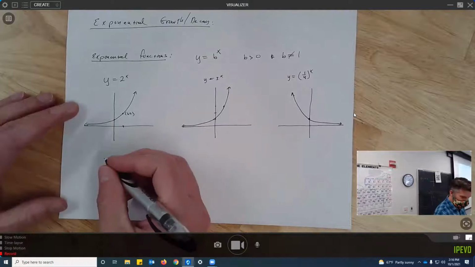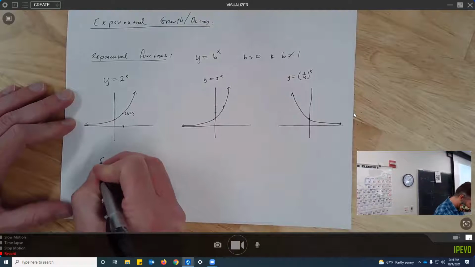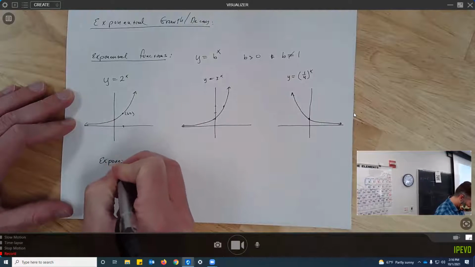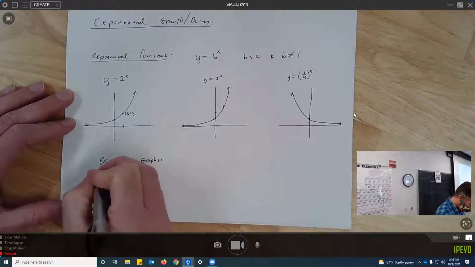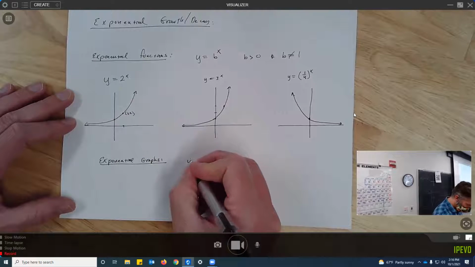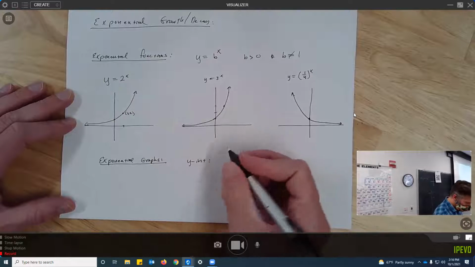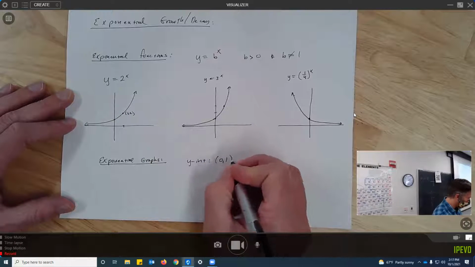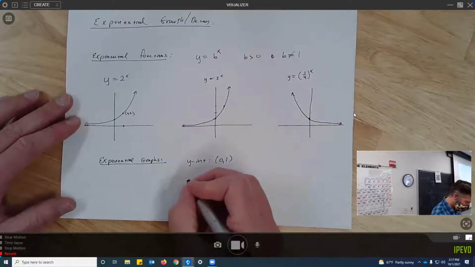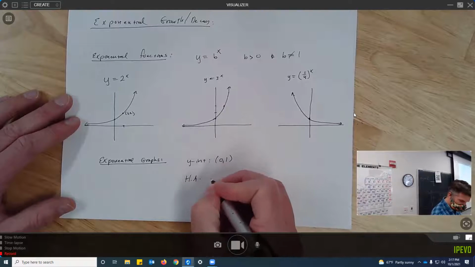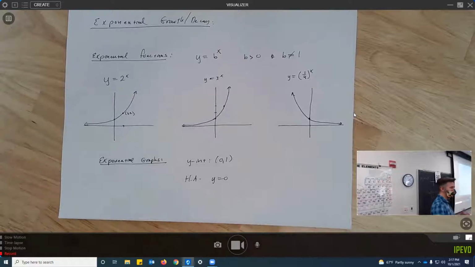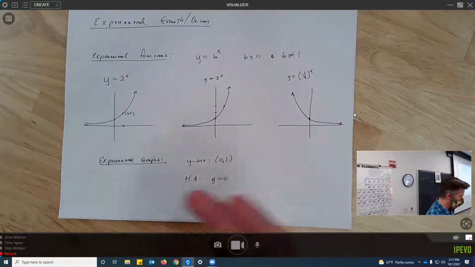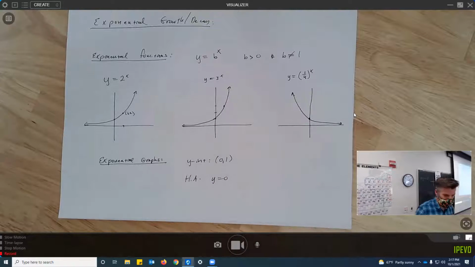A couple things to be aware of. Exponential graphs all have some common themes. They all have a y-intercept, usually (0, 1) if it hasn't been shifted or modified in any way. And they all have a horizontal asymptote, which is typically y equals 0. Again, if you shift it up or down, that's going to modify things. But if it's the base form where you haven't done anything like that, that's what you get.